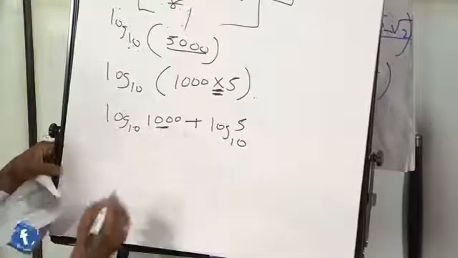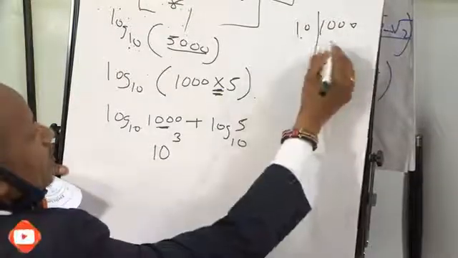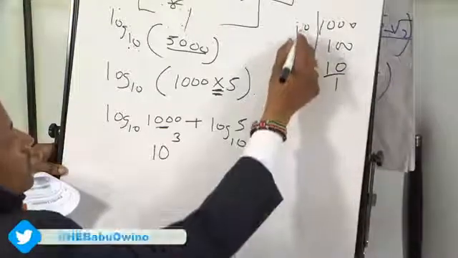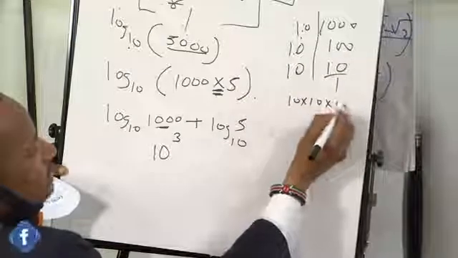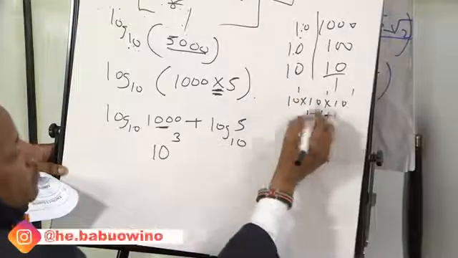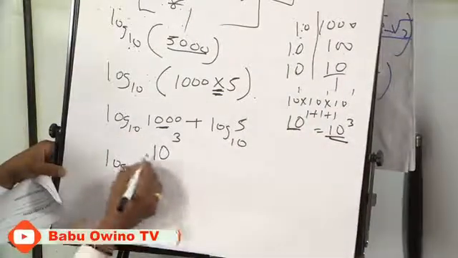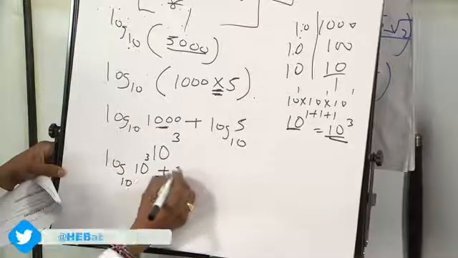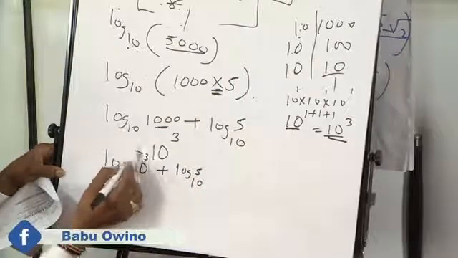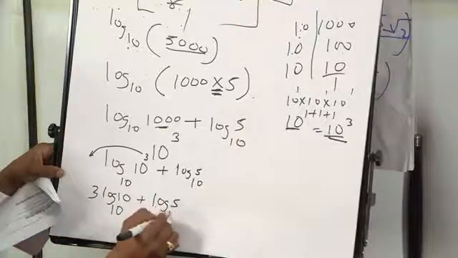Then if we further simplify, 1,000 is 10 raised to power 3. When you want to get 1,000, 10 into 1,000 is 100, 10 into 100 is 10, 10 into 10 is once. So this is 10 times 10 times 10, each raised to power 1. You only take 10 as the base, then you add the powers: 1 plus 1 plus 1. So this is 10 to power 3. So this is log of 10 to power 3 to base 10 plus log of 5 to base 10. So for log 10 to power 3, you can drop this 3 down. It becomes 3 log 10 to base 10 plus log 5 to base 10.